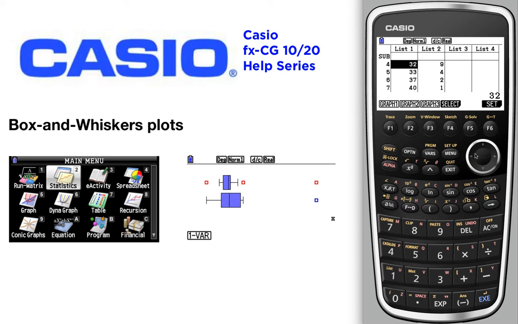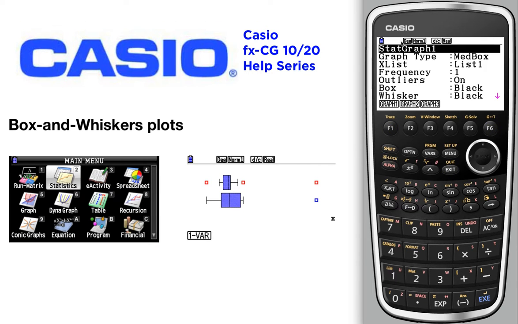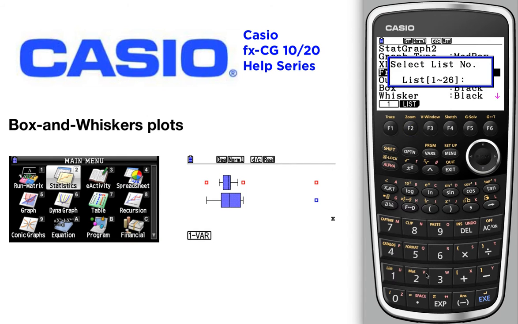Now let's create a box plot that is based on a frequency. So we're going to set up the same graph number 1. You know what, let's change that to graph number 2. So we'll set up graph 2. We'll set that to be a median box plot. X list is list 1. Y list, we're going to make list 2, so we'll make use of our frequency. We'll turn the outliers on also. Exit.